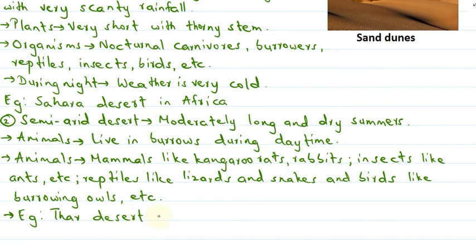Okay, for example, this type of desert, that is semi-arid deserts, can be seen in India, that is the Thar Desert in India, which is in Asia, is an example of semi-arid desert.